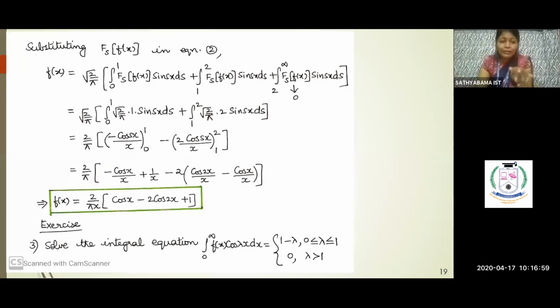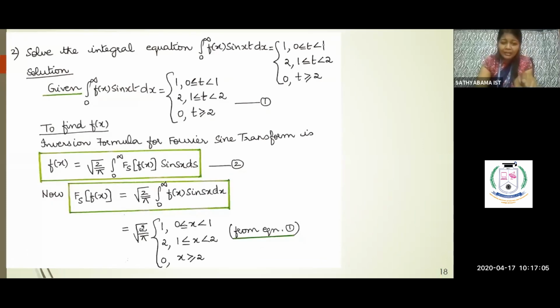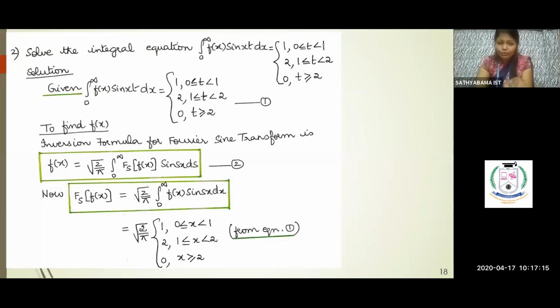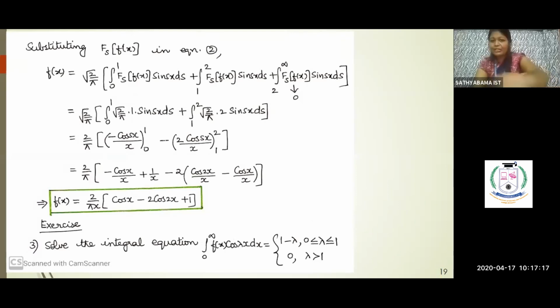Now look at the first two. When x lies between 0 to 1, what is the value of Fs of x? Look here. It is root of 2 by pi into 1. That is what I substituted. Look at the second integral. When x lies between 1 to 2, what is the value of Fs of x? It is root of 2 by pi into 2. So that's why I've substituted root of 2 by pi into 2.